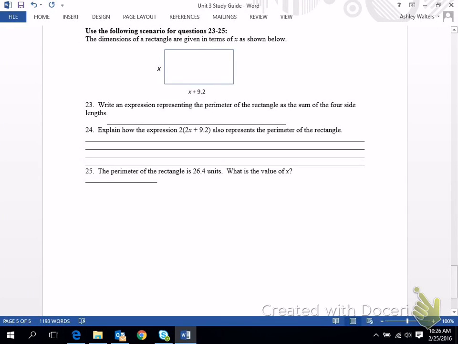We're told to use the following scenario for questions 23 through 25. The dimensions of a rectangle are given in terms of x as shown below. We want to write an expression representing the perimeter of the rectangle as a sum of the 4 side lengths. When we look at the sum of the 4 side lengths, that's the side plus the side plus the side plus the side. So in the picture, if the left side is x, then the right side is x. And if the bottom is x plus 9.2, then the top is x plus 9.2.